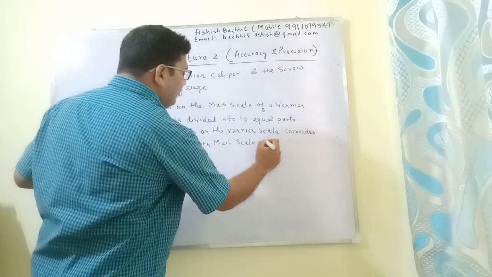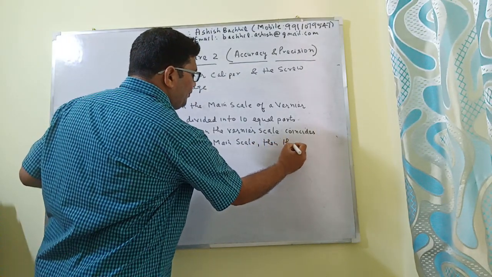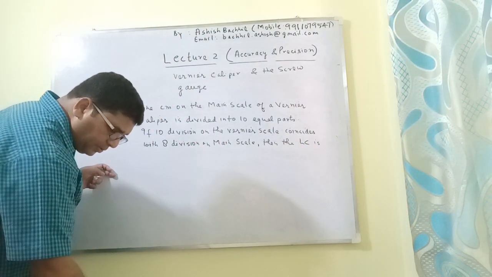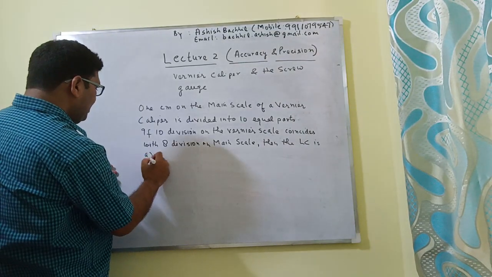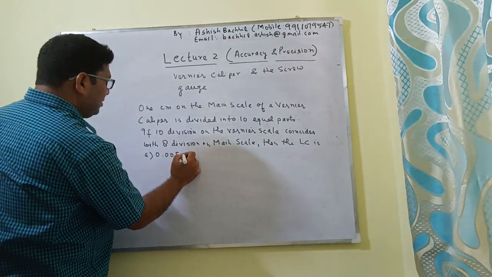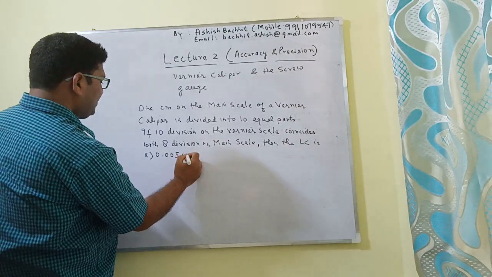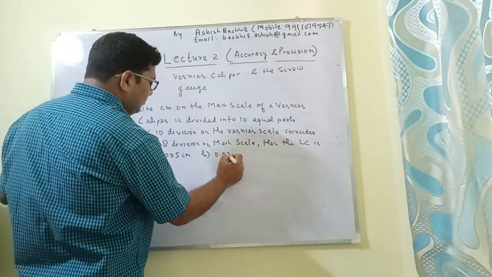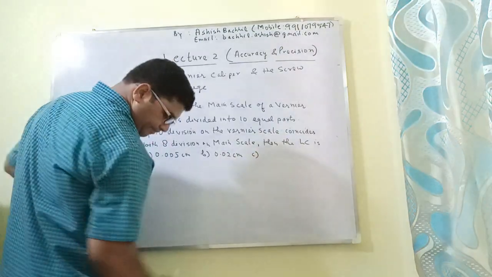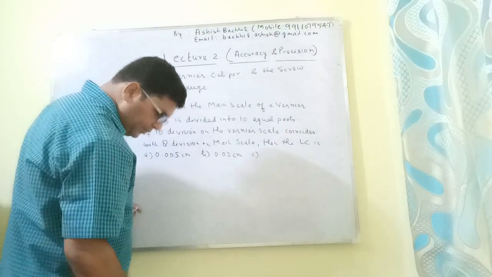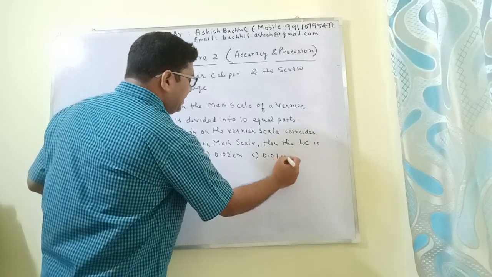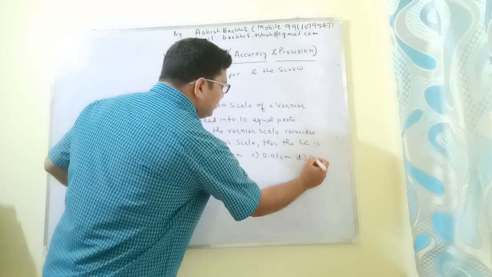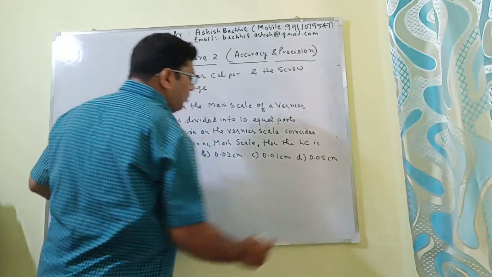then the least count of the vernier is, they have given 4 options: first one is 0.005 centimeter, second one is 0.02 centimeter, third one is 0.01 centimeter, and the fourth one is 0.05 centimeter. So these are the four options which we have.